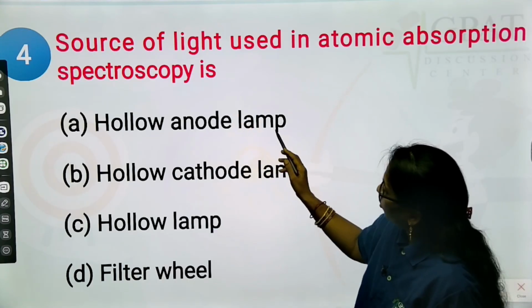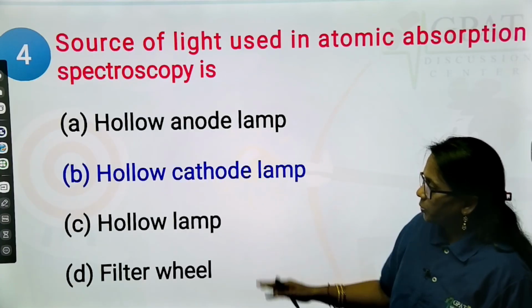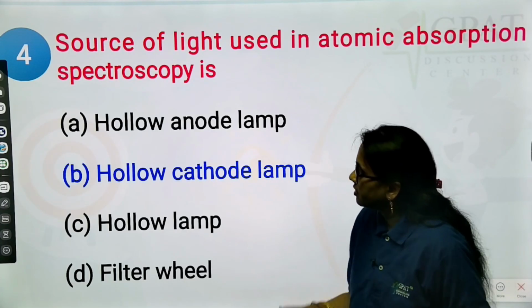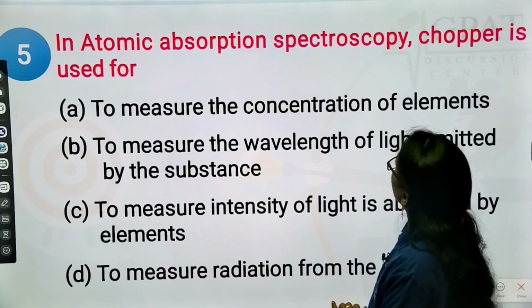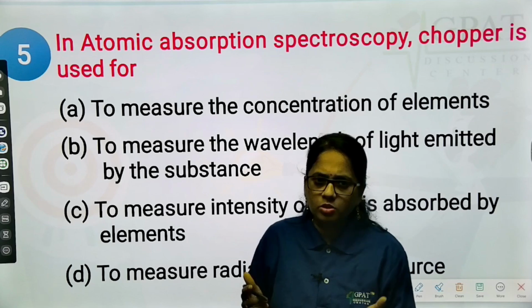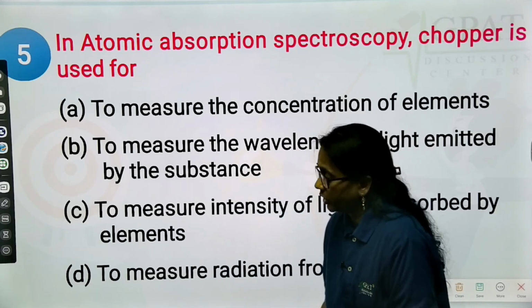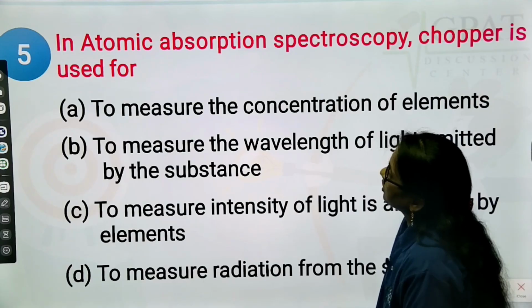So hollow cathode lamp, right, hollow lamp, filter wheel. Okay, so option B is going to be the right answer. Next question: in atomic absorption spectroscopy, the chopper is used for, just now we have seen the chopper, it is used for breaking the steady light into pulsating light. Okay, so one more use for this chopper, let us see.